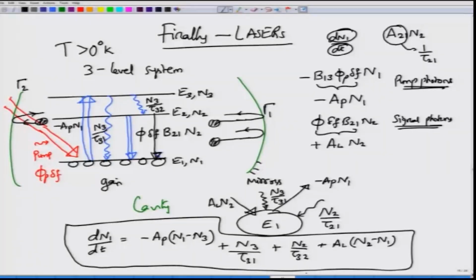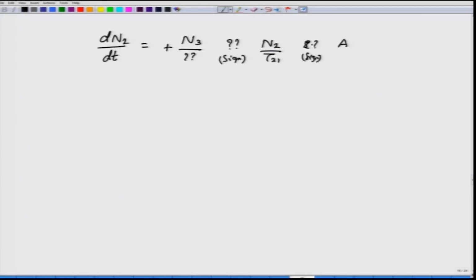Anyway, I have written the equation for N1, and I would leave it as an exercise for you to write down the rate equation for population levels N2 and N1. I will give you hints so that you can write this. You have to write down the sign here, and this is N2 by tau 2 1, and again the sign here you have to write down, whether it is plus or minus, and then I will say this is AL N2 minus N1.